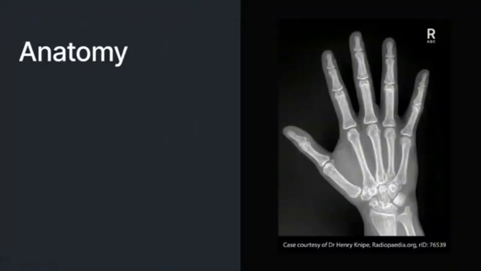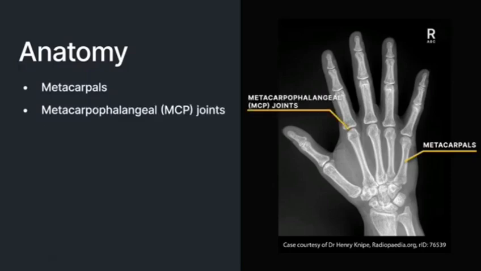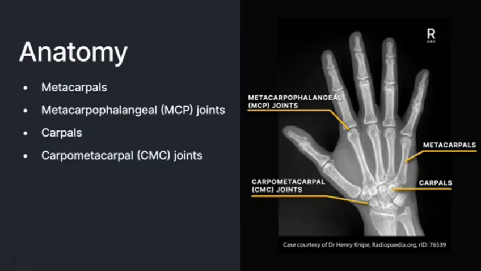For this lesson, we'll need to know some anatomical terms for the hand and wrist. Metacarpals, the bones of the palm. Metacarpophalangeal, or MCP joints, the joints between the metacarpals and proximal phalanges. Carpals, the bones of the wrist. And carpometacarpal, or CMC joints, the joints between the metacarpals and carpals.